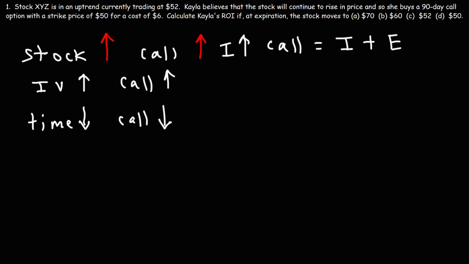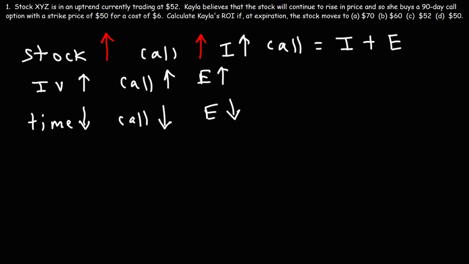Now, the extrinsic value depends on things such as time decay and implied volatility. So when implied volatility goes up, the extrinsic value of the call option goes up. As time decreases, that is the time left to expiration, the extrinsic value of the call option goes down, thus decreasing the price of the call option. So those are some things that you want to consider when dealing with call options.